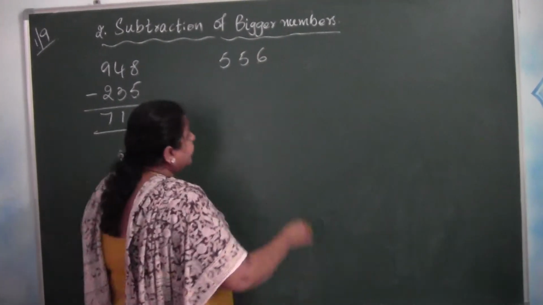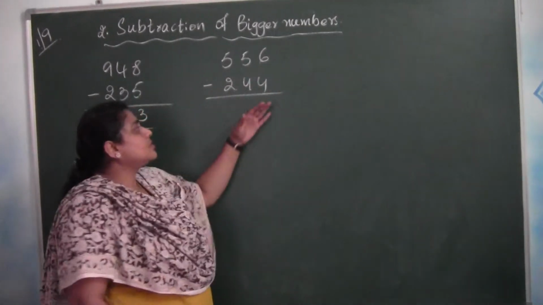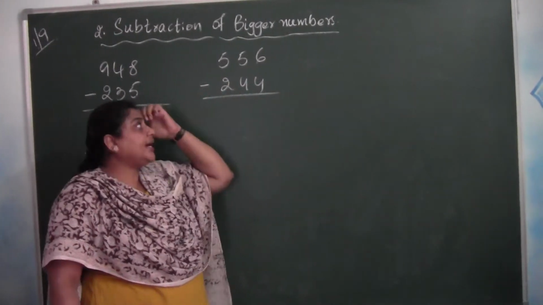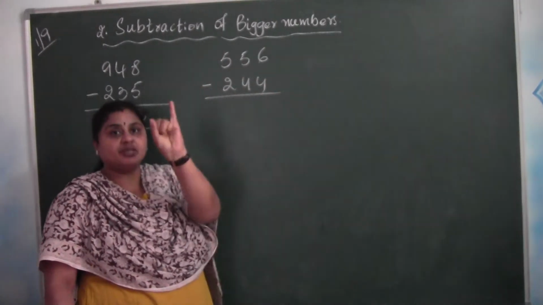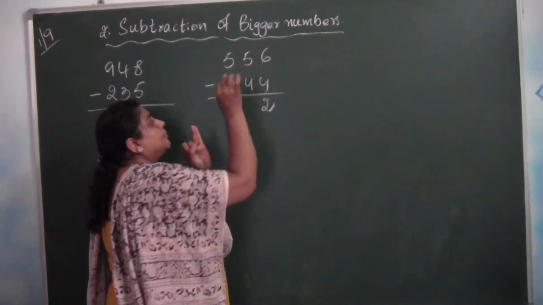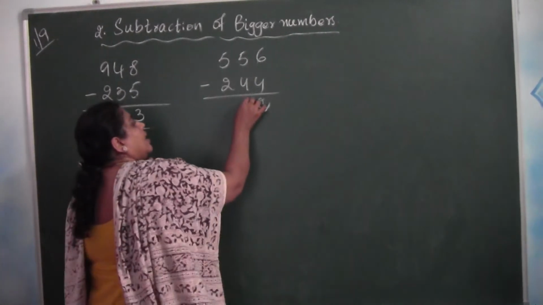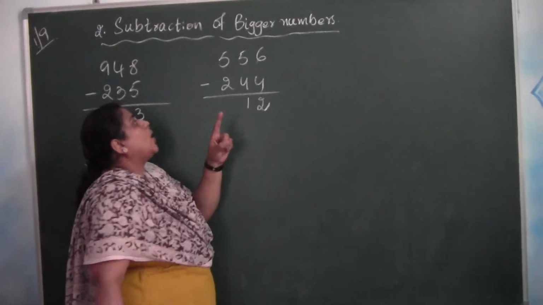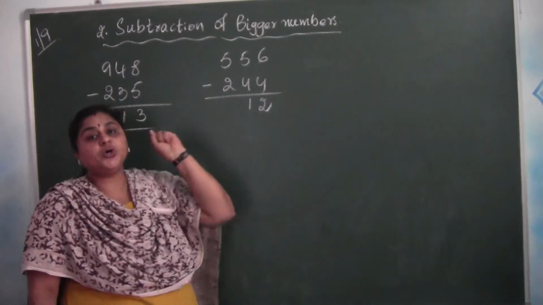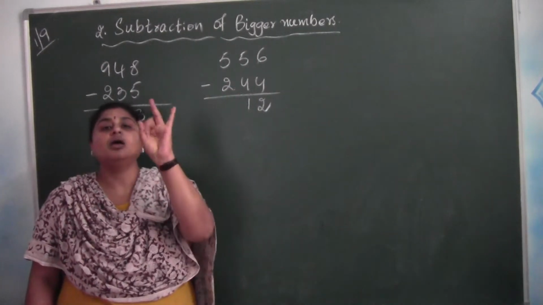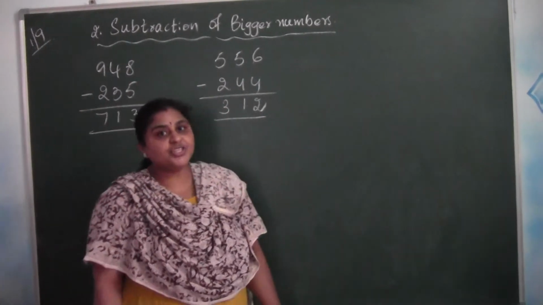Now let us take the other problem. 556. You are subtracting 244. Now subtraction starts from the last, right? Now from 6, take away 4. After 4, 5, 6. That is 2. Then from 5, 4. After 4, 5. That is 1. Then from 5, you are removing 2. After 2, 3, 4, 5. My answer is 312. Got it children?